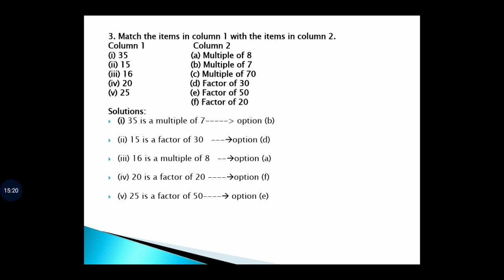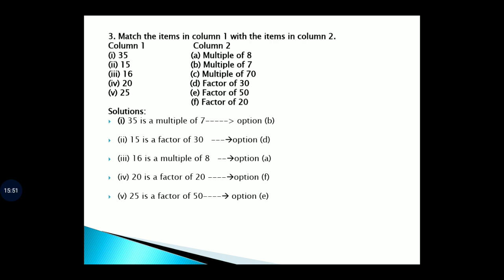Solutions. Now let us first choose from column 1, 35. What actually 35 is? Now look at column 2 and decide which is suitable. 35 is a multiple of 7. So option B is the answer. Now second one, 15. Again check out column 2. 15 is a factor of 30. Yes, of course 15 is a factor of 30. So answer is option D.